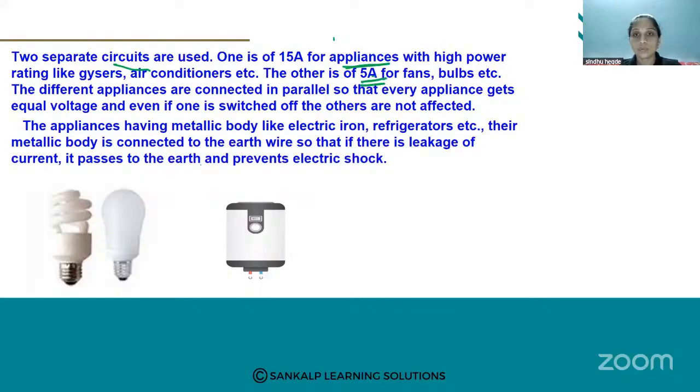It is used for appliances which use low currents, for example fans, bulbs, etc.